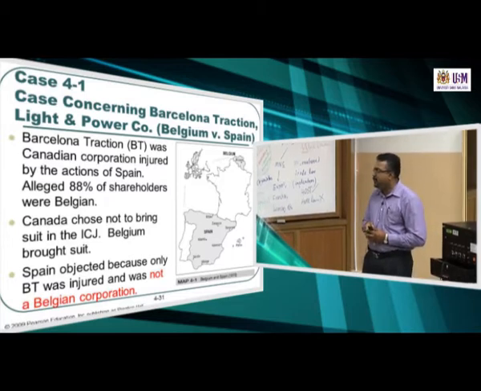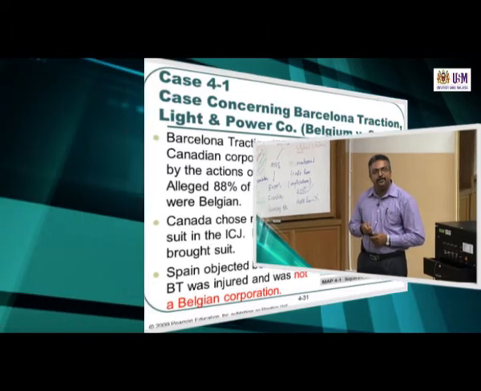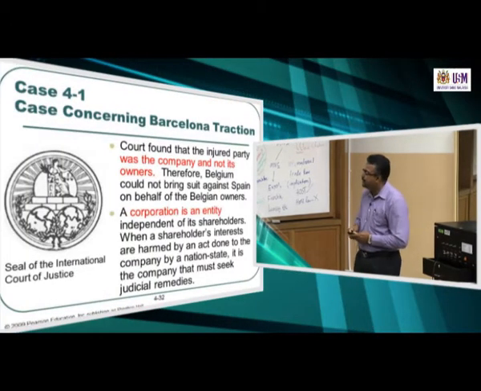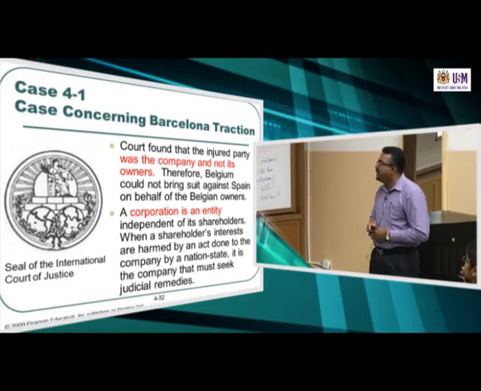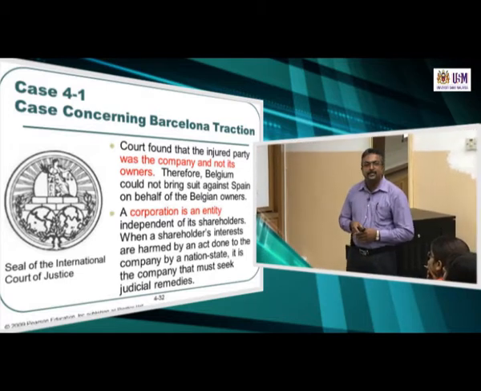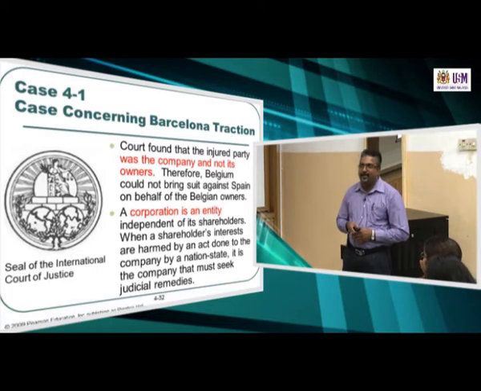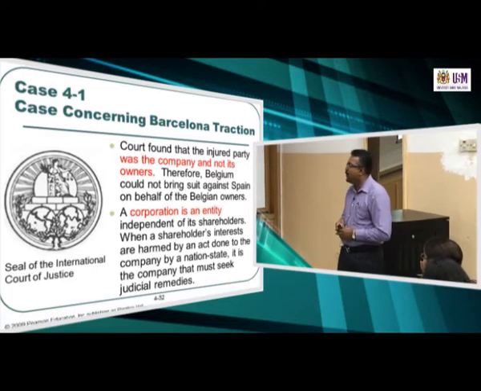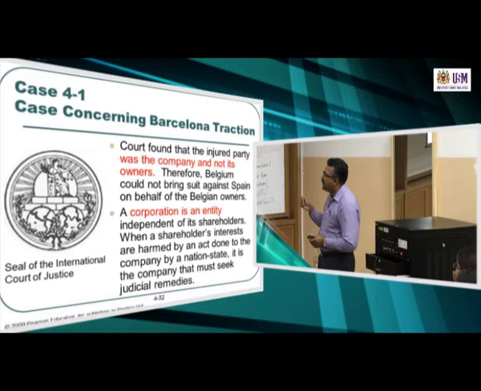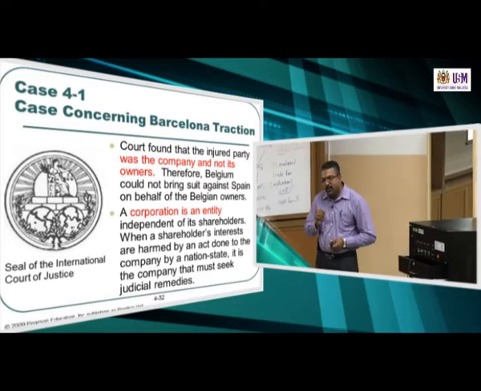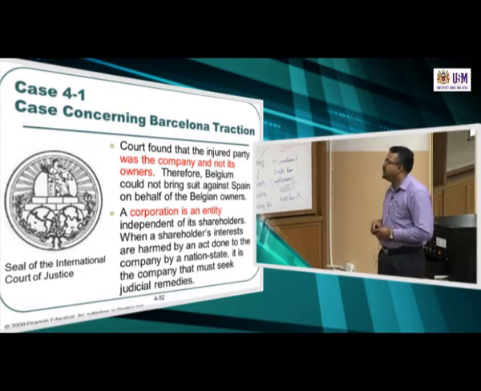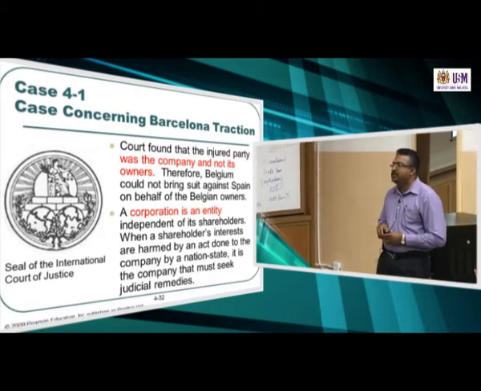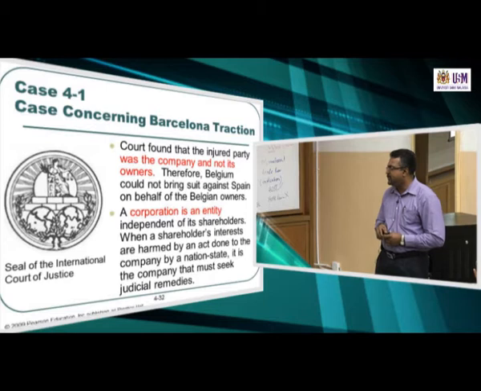So Spain objected because only BT was injured and it was not a Belgian corporation. The court found that the injured party was the company and not its owners. I repeat, the injured party was the company, not its owners. Therefore, Belgium could not bring suit against Spain on behalf of the Belgian owners.